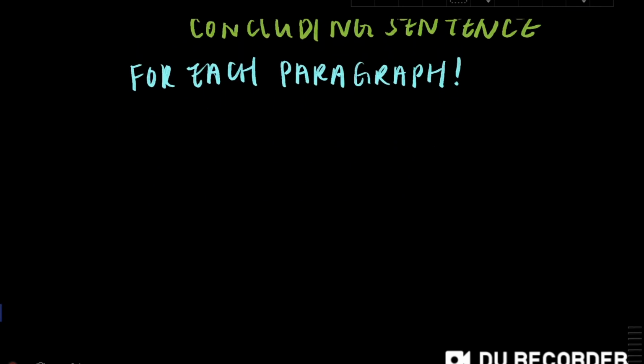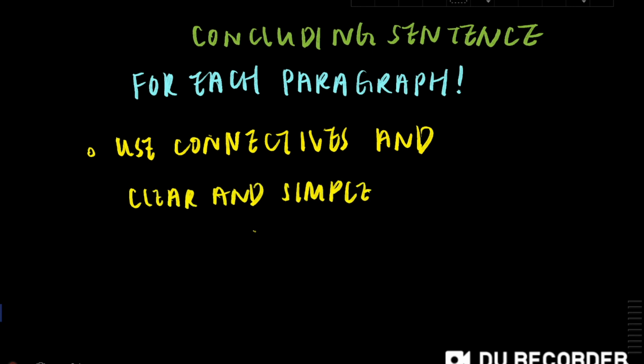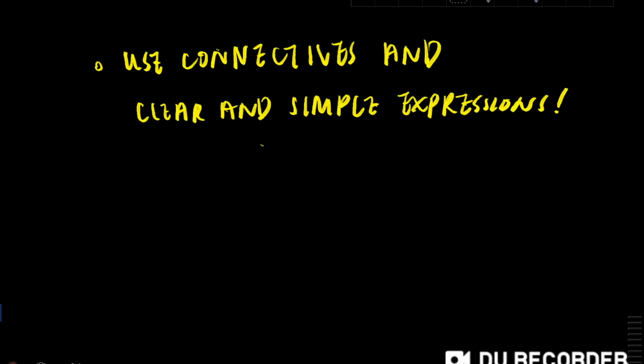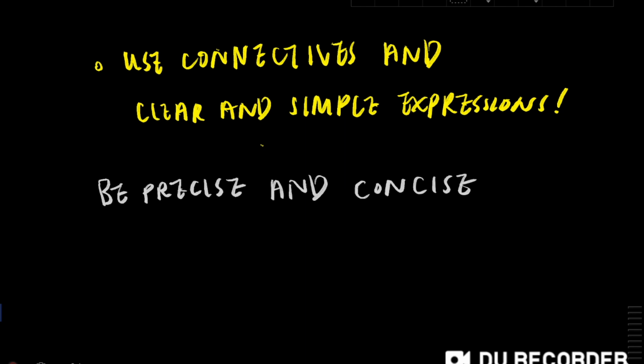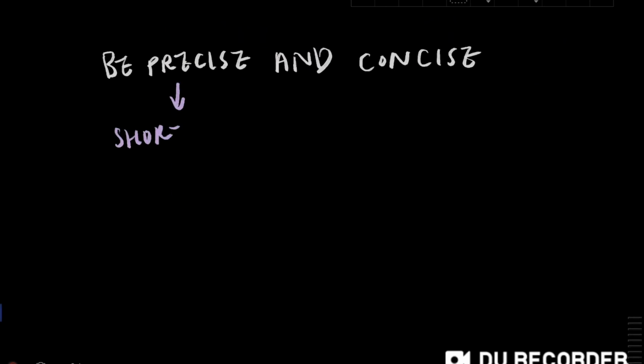The next tip I have for you is to use connectives within the paragraphs, and also to be clear and concise when writing your essay in terms of your expressions. This is to make your paragraphs and your essay look more precise and more organized, so that your marker finds it easier to go through your essay and mark your essay. Make it short and sweet.